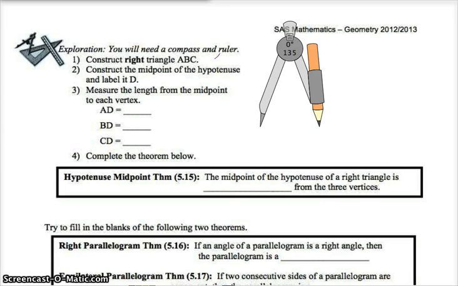Okay, we're back. Hopefully you got your compass and your ruler, your tools, not your utensils, although you could try to use a fork and a knife if you wanted to. Okay, so we're going to construct a right triangle.